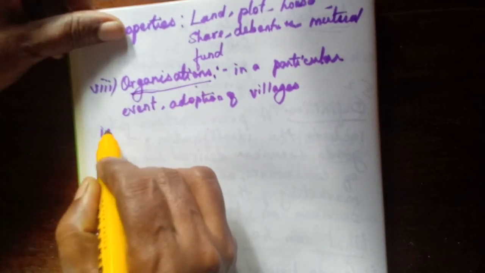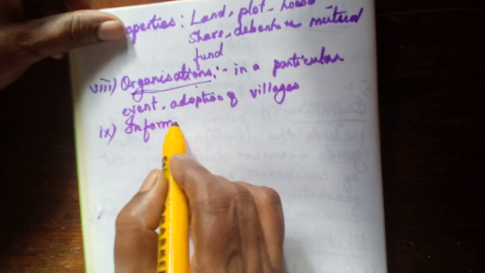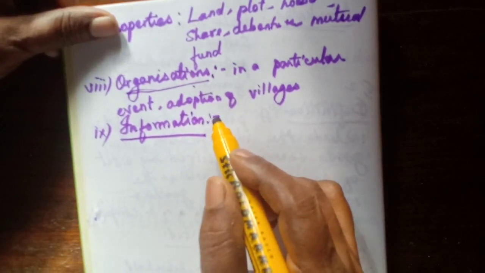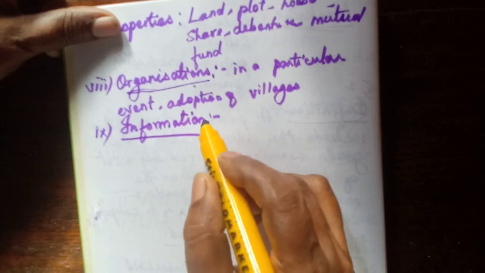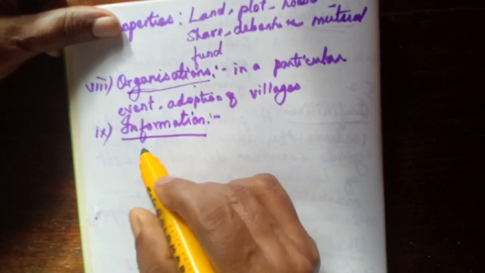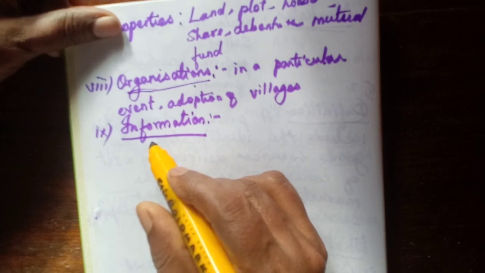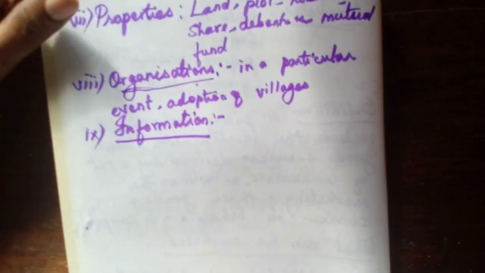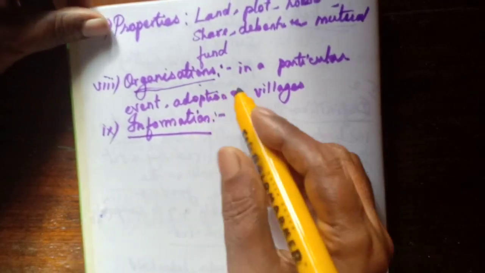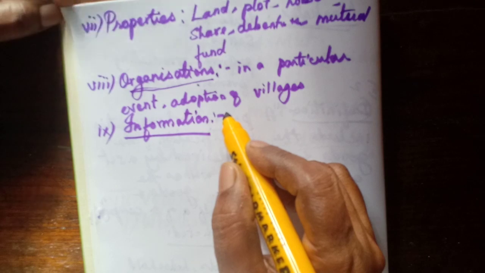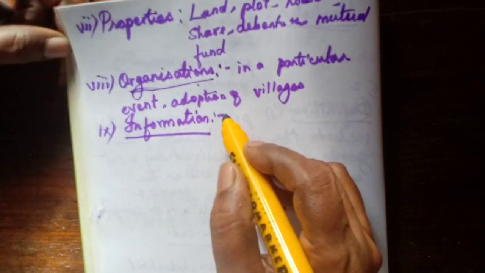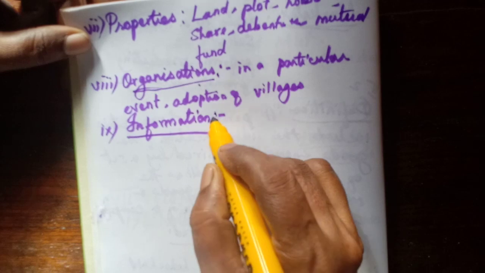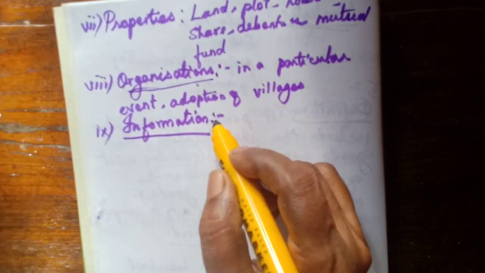Then information. This information is a recent one, because nowadays the information of one organization may be used by another organization. For example, those who do telemarketing, marketing through the phone, what they do is they get the phone numbers from BSNL or from the phone companies, and they will promote their marketing. So this data collected by one organization will be used by another organization.